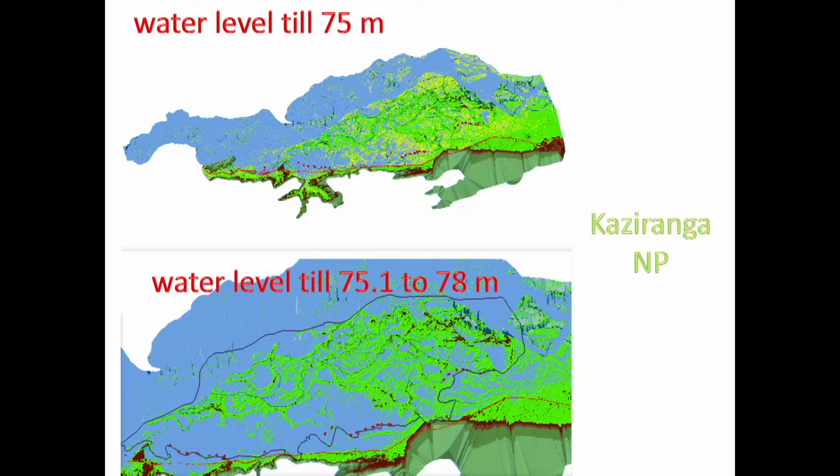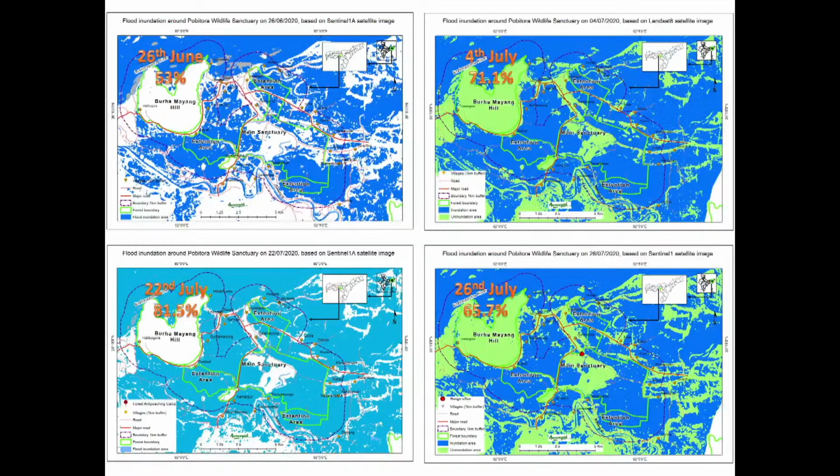And these are some of the simulations we can do in GIS software. Suppose we provide this much water level, then what will be the inundation area? We can do something like that.